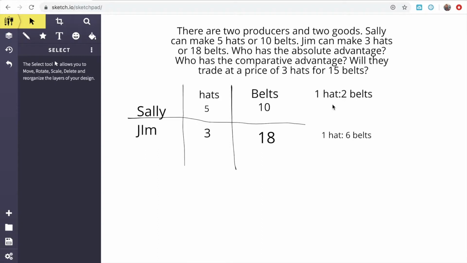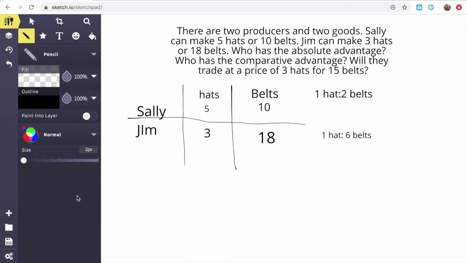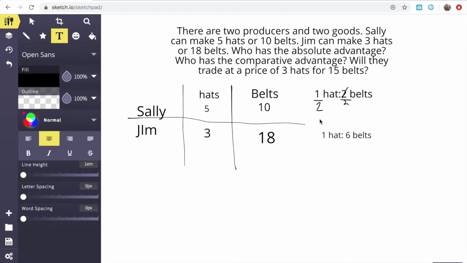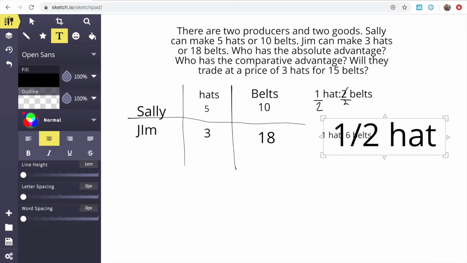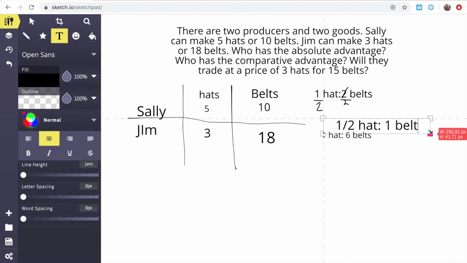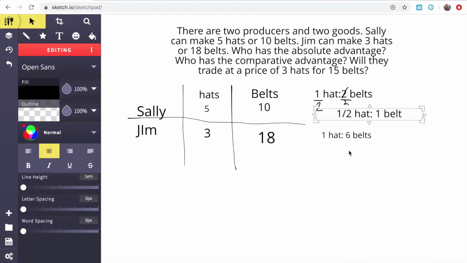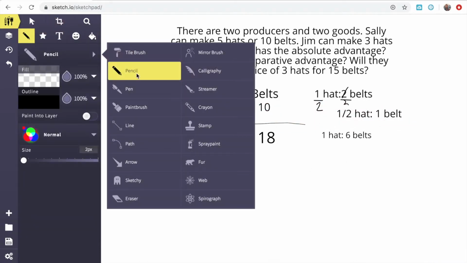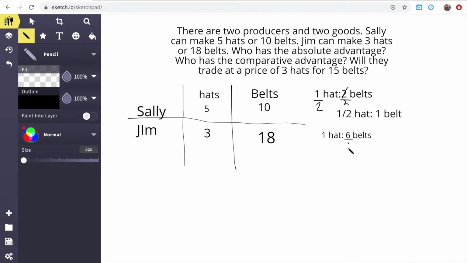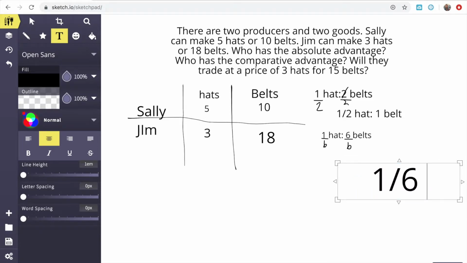5 over 10 simplifies to 1/2, and 3 over 18 simplifies to 1/6. Now we're going to divide 2 by itself in order to make it 1 belt, and then that leaves us with 1/2 of a hat. And then we're going to divide 6 belts by 6 in order to get 1 belt, and then that'll give us 1/6 of a hat.